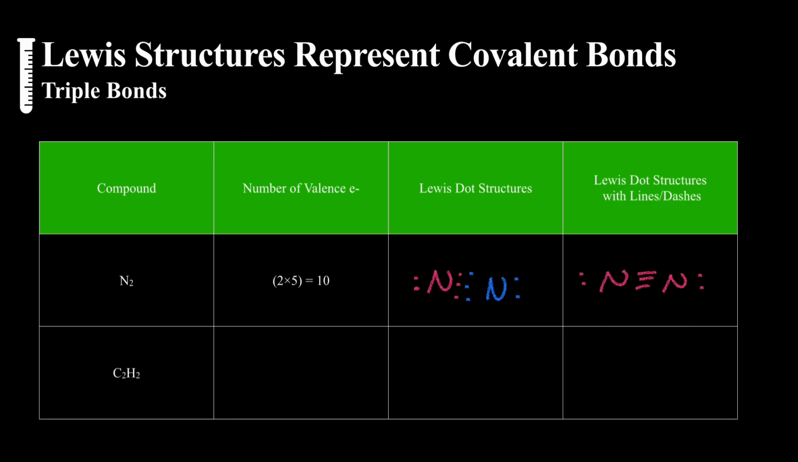What about C2H2? 2 times 4 for the carbon, plus 2 times 1 for the hydrogen gives me 10. So now I'm going to represent the carbons in pink, hydrogens in blue, flanked on the outside. You can see I have the 3 sets of lone pairs in between. I'll represent that with 3 dashes. And now each carbon has 2, 4, 6, 8, octet achieved.